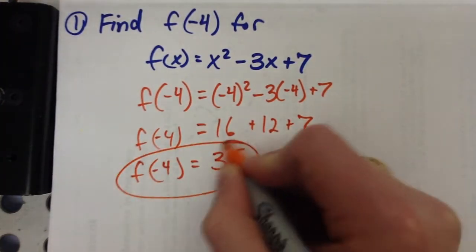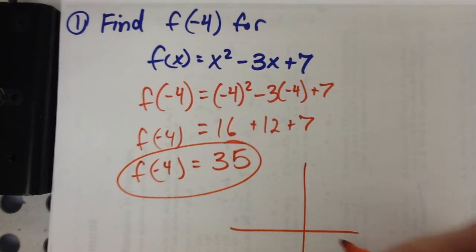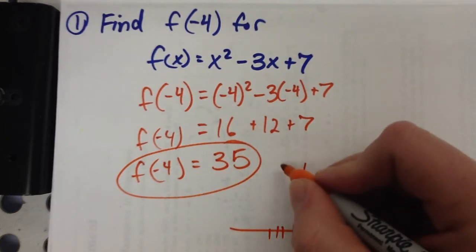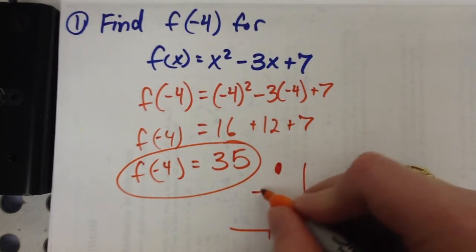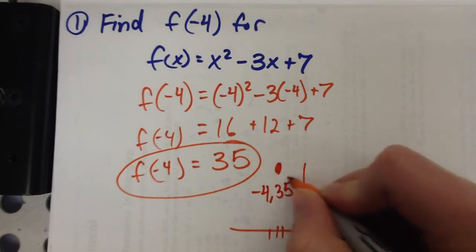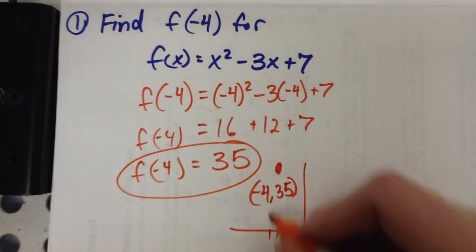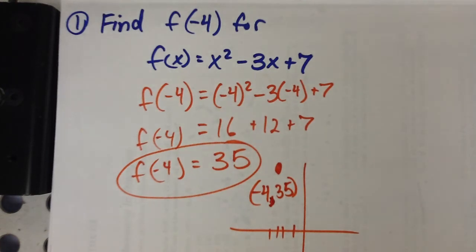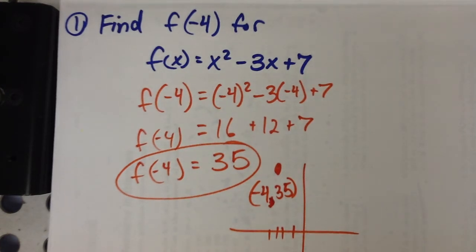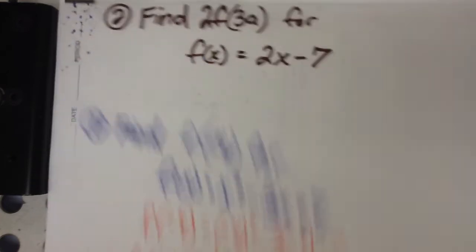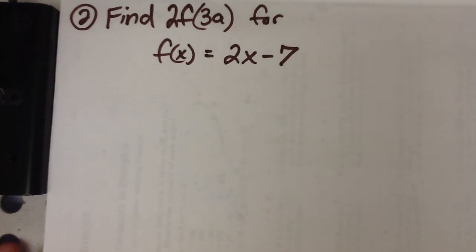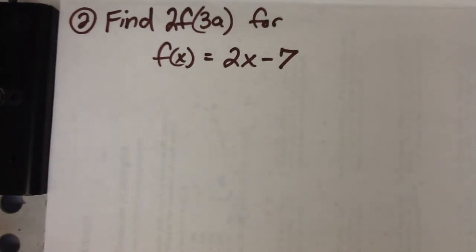So if you were to put this on a graph, negative 4, 35 would be a point on the graph. That'd be an ordered pair. And that's how it works. I did that quick, but you can take your time, you can pause it, you do what you need to do. I'm going to go quick through this one also. You pause it if you need to. Make this work for you.